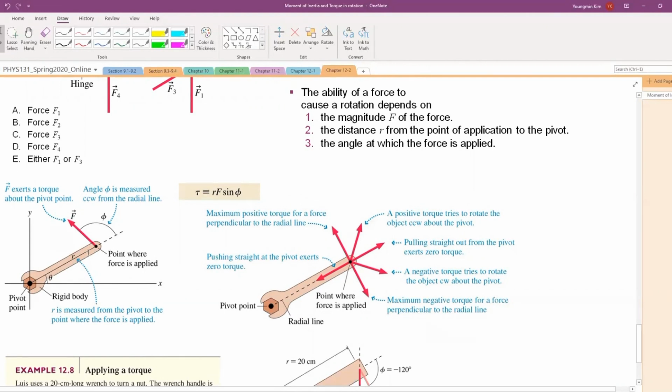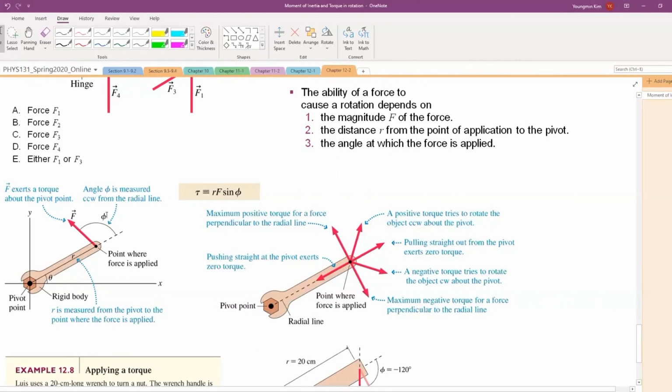And the angle is defined a little bit unusually. Now, this object is going to rotate around this way. And remember, in rotational motion, the counterclockwise is the positive direction. So the radius is clear. So the radius is how far the point where the force is applied is from the pivot point. That's the radius here. And you multiply the magnitude of the force times the sine of the angle phi.